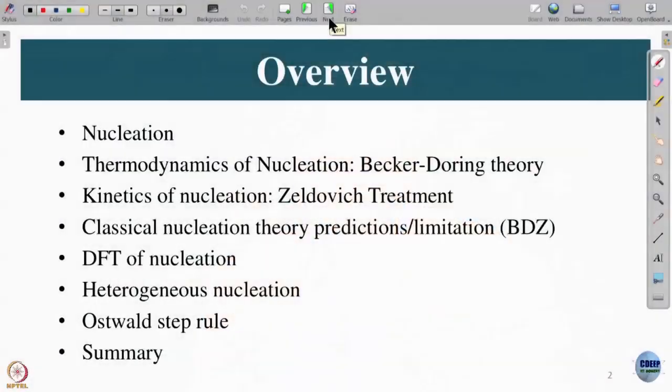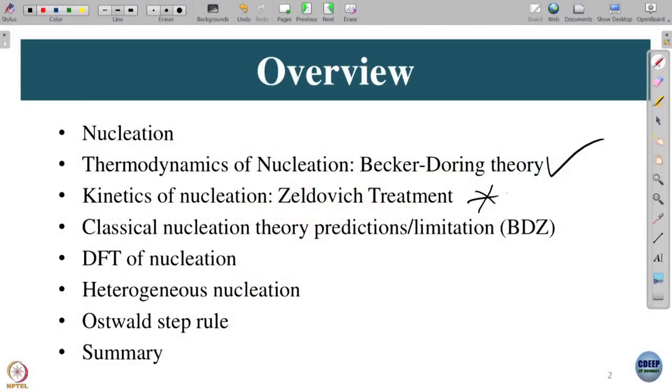Okay, so we'll now do nucleation. I described already the thermodynamics of nucleation. And the Becker-Doering theory, then we will do some very nice things, which is the Zeldovich treatment, the correction of Becker-Doering. By the way, the Becker-Doering is an extremely important thing. This is the thing which is described in many cases, physical chemists might know.